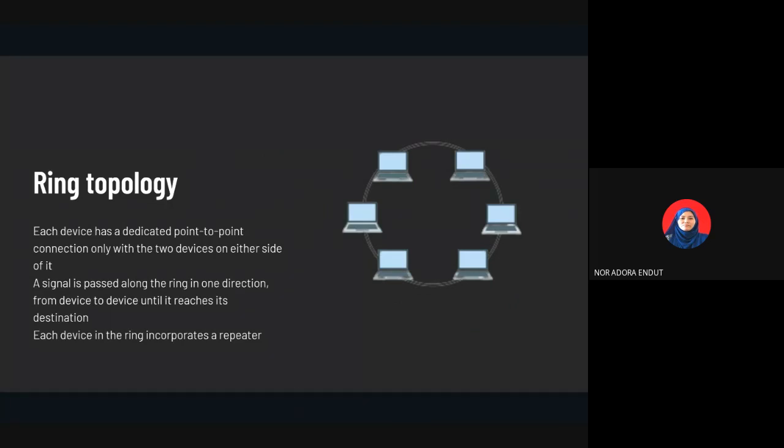Another one, you can have ring topology. Each device has a dedicated point-to-point connection only with two devices. Kalau dalam star kita ada one, dalam ring kita ada two connection. So the signal is passed along the ring in one direction from device to device until it reaches its destination. Lambat dah sikit kan, nampak tak? Kena ikut susunan, kena ikut direction juga, tak boleh lah sekejap pergi sini, sekejap pergi sini. So you need to have a common understanding lalu mana. Even if you want to send to this person, you pass.